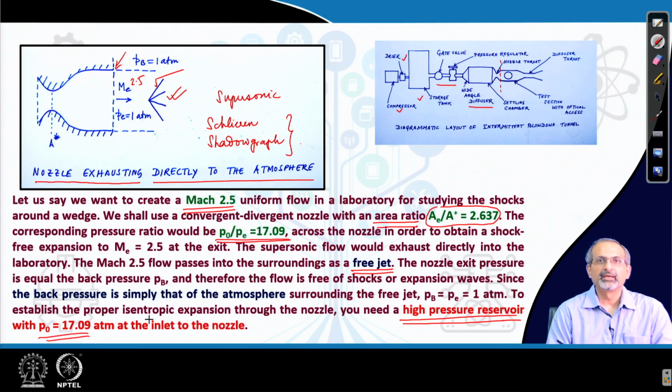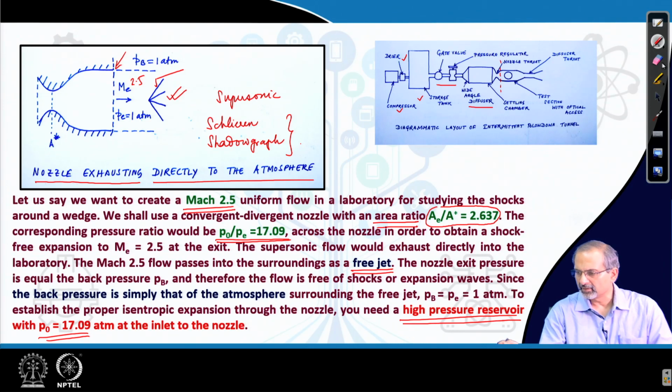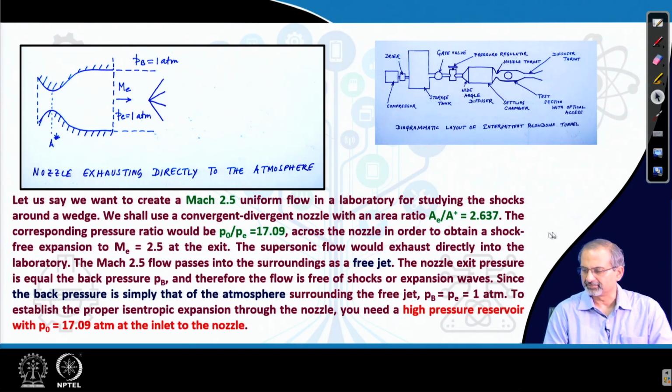plus you need to have an appropriate compressor to raise the pressure to that extent, and then you may not be able to sustain the flow long enough also if it is an intermittent facility. So, handling these kind of high pressure, storing them etc., could be first of all difficult, secondly quite expensive.